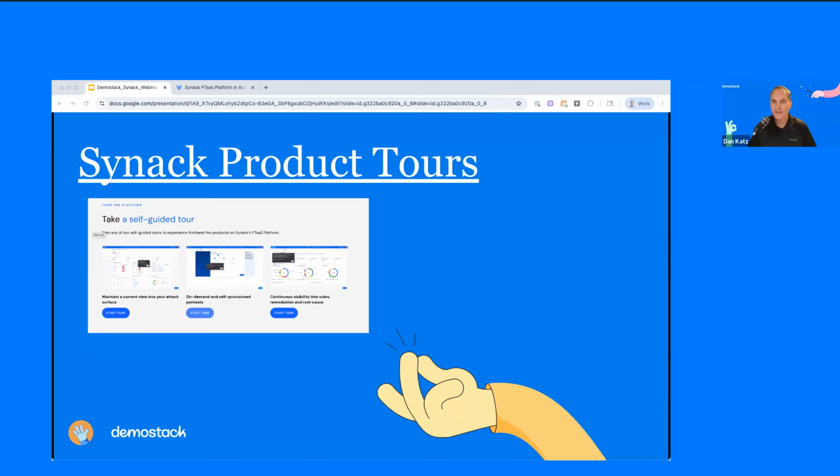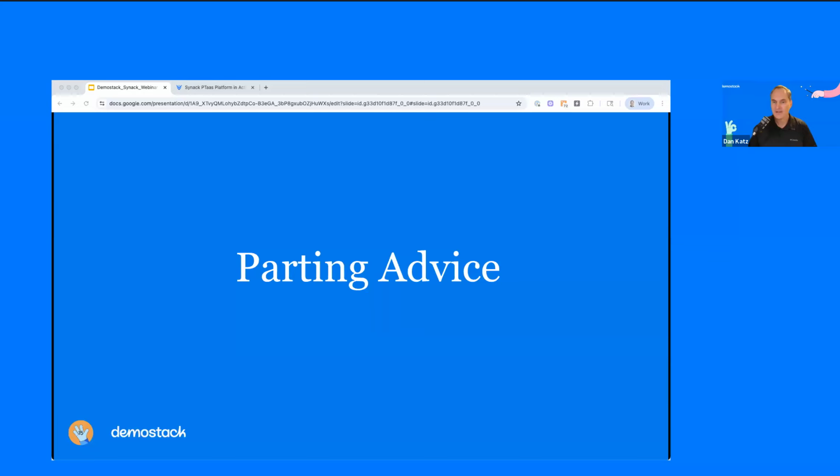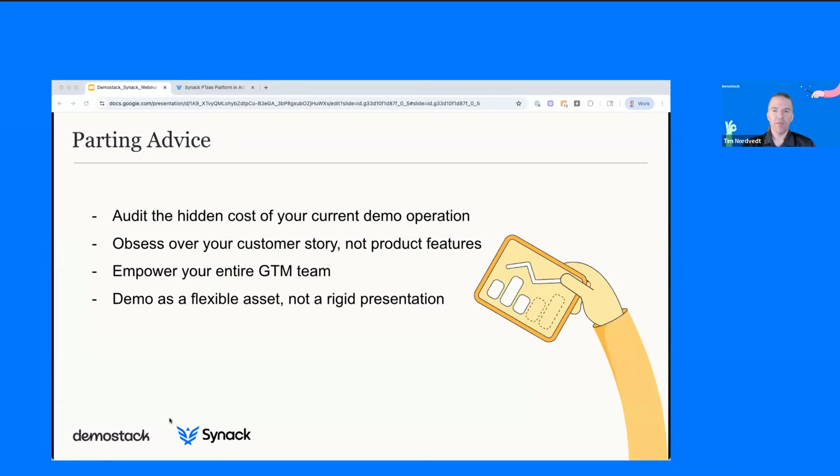Really great story. Before we wrap up here, Tim, do you have any parting advice for other companies, in cyber or in any industry, that might be having some of the same challenges and are looking for a novel solution? So if we look over everything that we talked about today, I'd boil it down to these four points. First is audit the hidden cost. Look at your go-to-market team. How much time are they spending on demo hygiene and demo maintenance? Look at your engineering team. How much time are they spending on fixing things and making sure it's working properly?